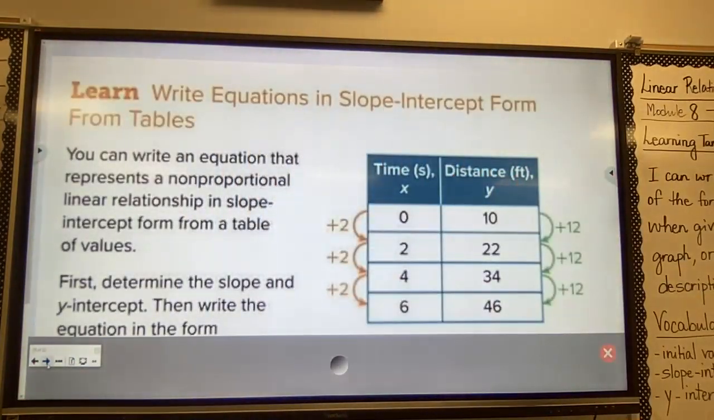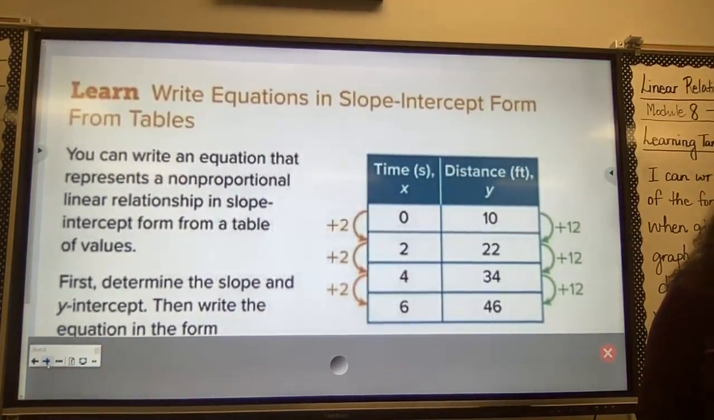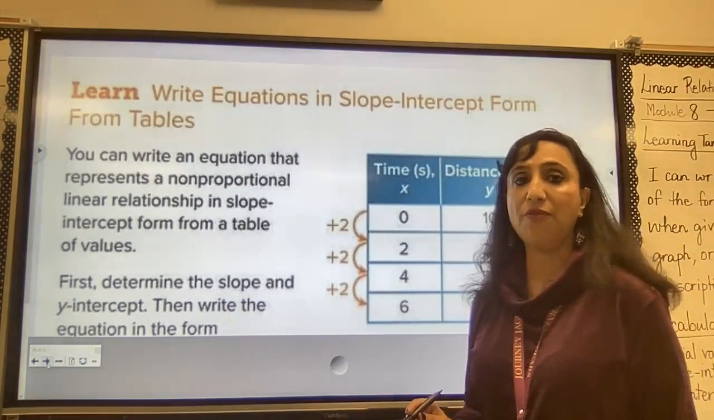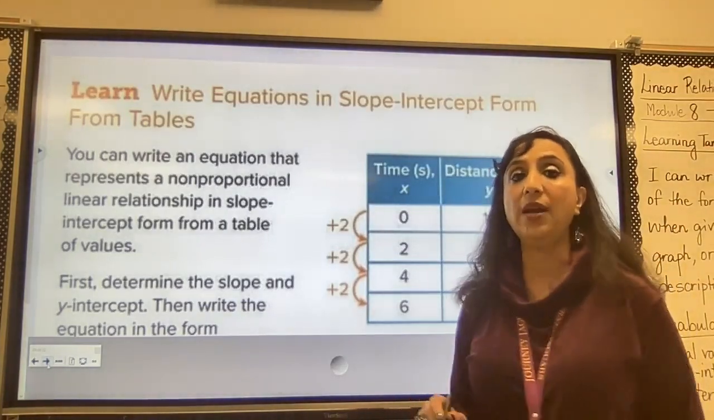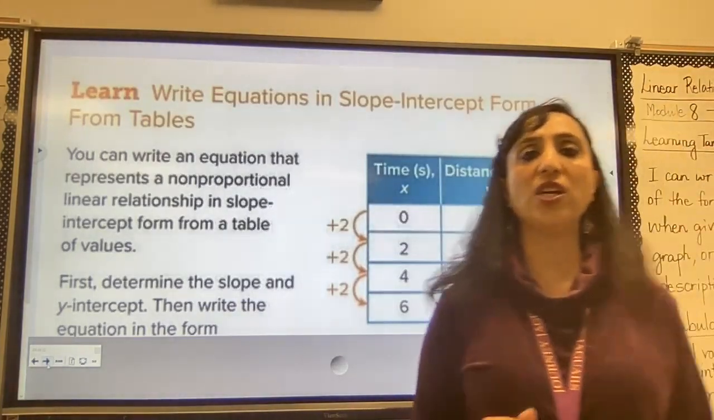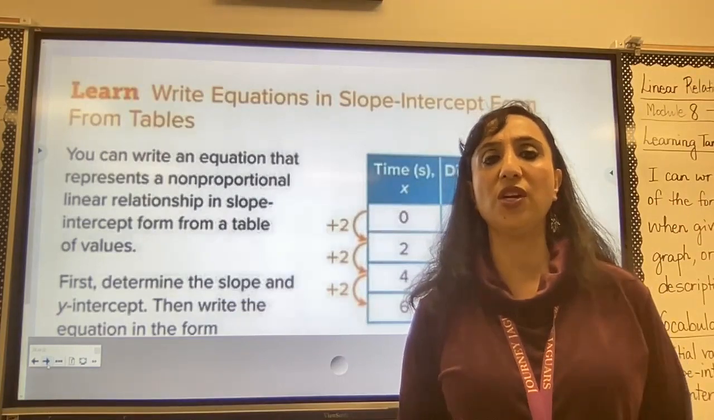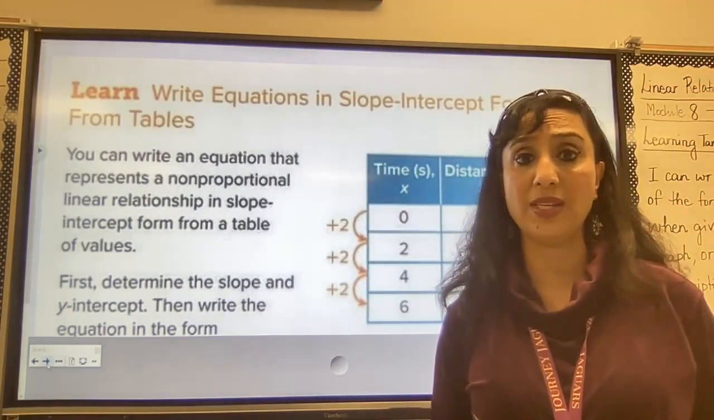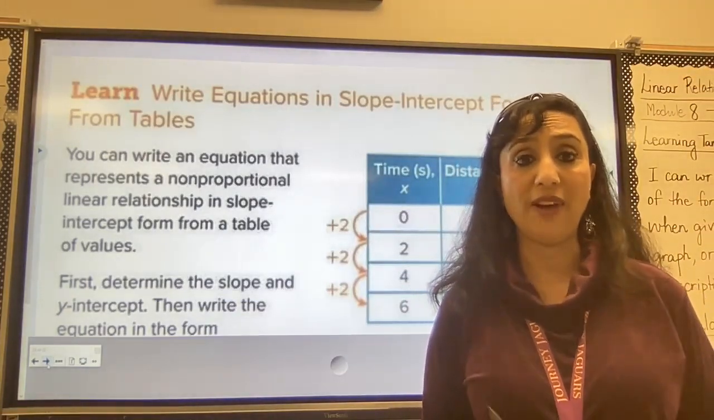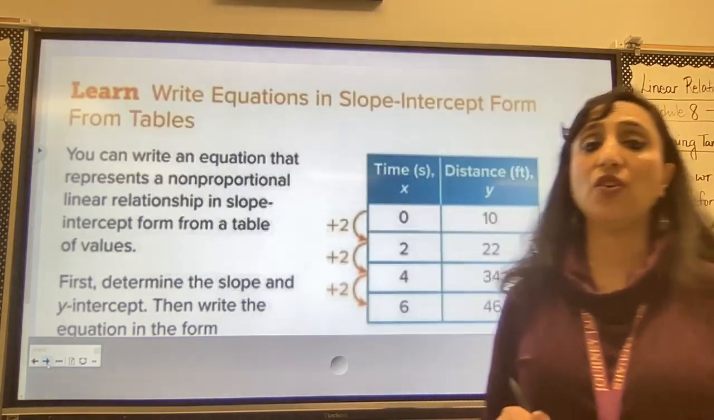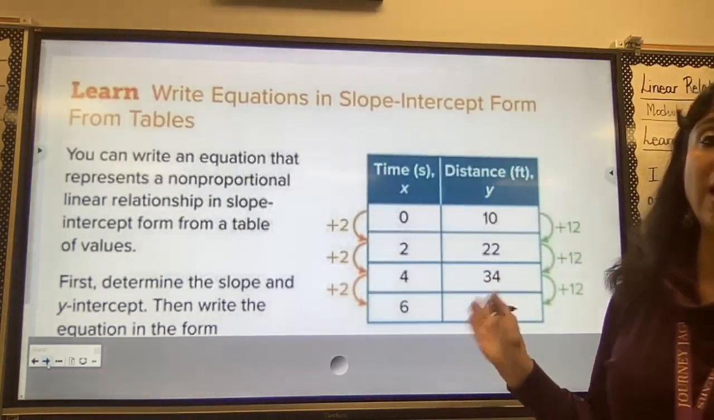Okay, next thing we're going to look at is learning to write equations in slope-intercept form from tables. So you can write an equation that represents a non-proportional linear relationship in slope-intercept form from a table of values. And first we're going to determine, of course, the slope and the y-intercept.